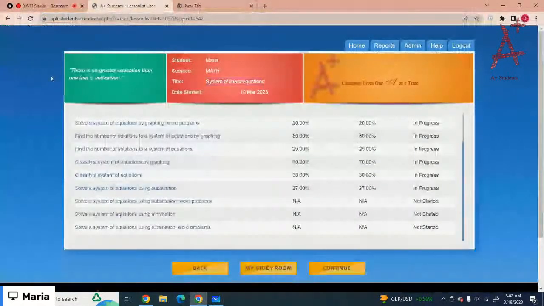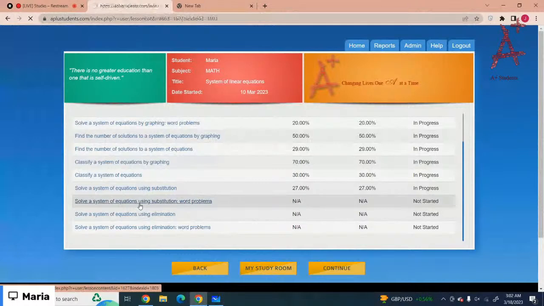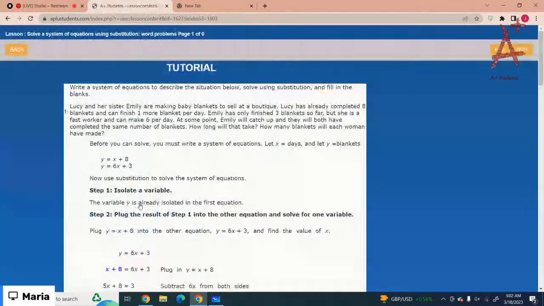So here I am on grade 8 maths. The chapter we're working on is system of linear equations, and here is the lesson solve a system of equations using substitution word problems. We have already learned how to solve equations using the substitution method. Now we're going to work on the word problems. So let's start with the first example.